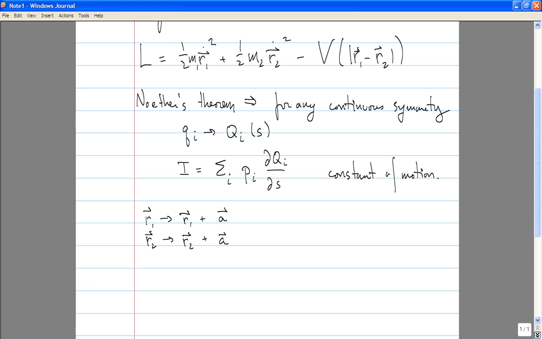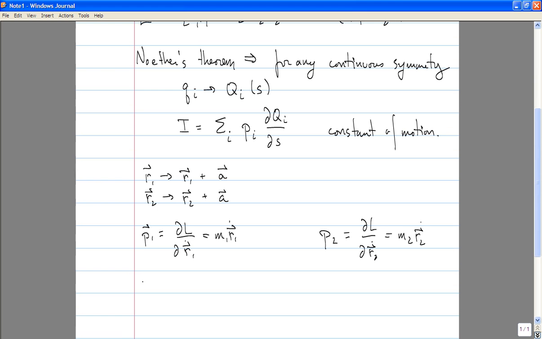So just to be a little more explicit, if I let p1 be the momentum associated with r1, which is m1 r1 dot, and likewise p2 is the momentum associated with r2, sorry, there's some dots there, I forgot, which is m2 r2 dot, then the invariance of the Lagrangian under shifts by this constant vector a implies that the sum of p1 and p2, which is the total momentum of the system, is a constant for any solution of the equations of motion.